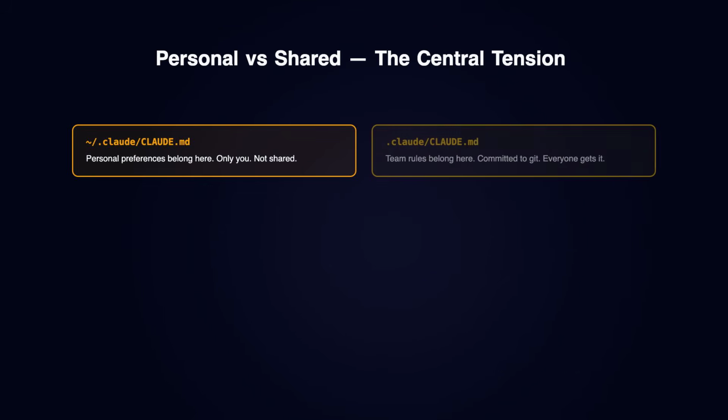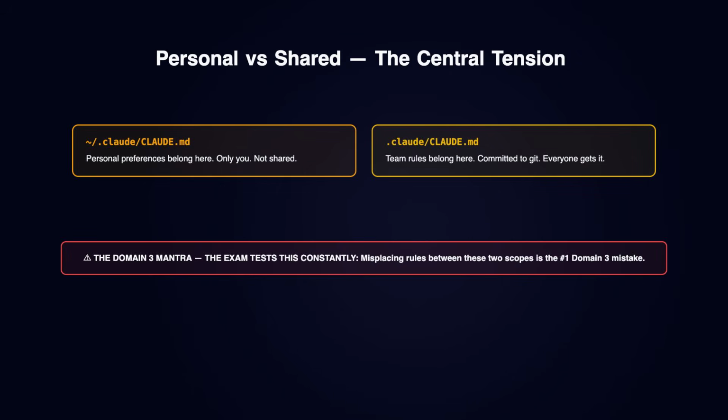This is Domain 3's central tension. Personal preferences belong in the user level file. Team rules belong in the project level file. Mixing them up is the single most common Domain 3 mistake, and the exam tests it constantly.